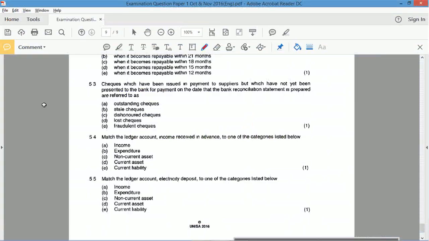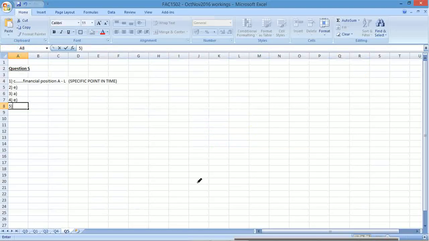Okay, and then the last one. Match the ledger account electricity deposit. A deposit is something that I've paid that I'm going to get back. So it'll be a current asset. D. Deposits are receivable back in the future.